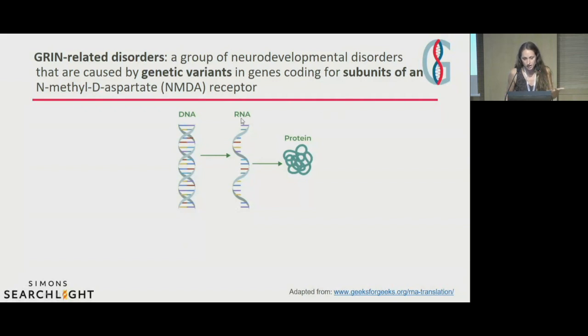There's a molecule called RNA that is read off this DNA. That's the next step. The DNA sits in the cell, and the DNA becomes this RNA that's read off of it. But what really ends up being important is the protein. A little bit confusing in GRIN disorders, the DNA name and the protein names are different. We'll get to what the protein names are.